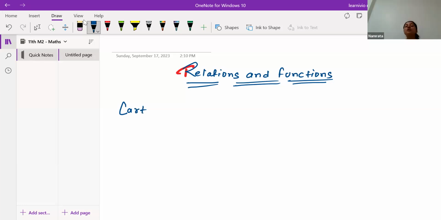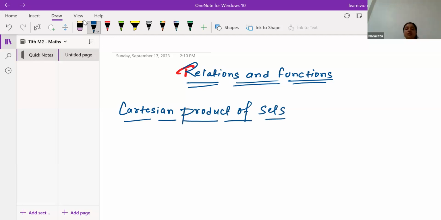and function, we need to understand the basic terms which are related to it. Once we understand the basic terminologies, then only we will be able to move to the actual concept of relations and functions. So the first thing is Cartesian product of sets. So how will we find the Cartesian product of sets?